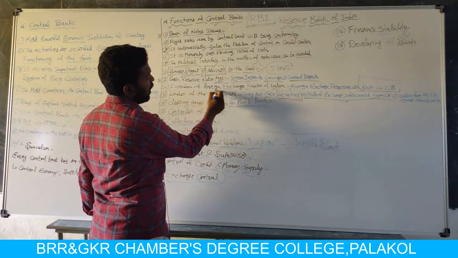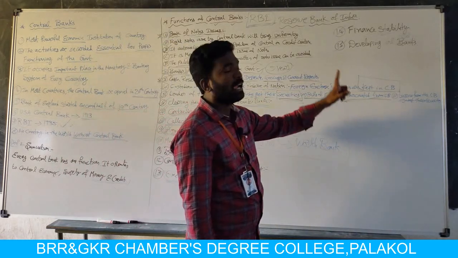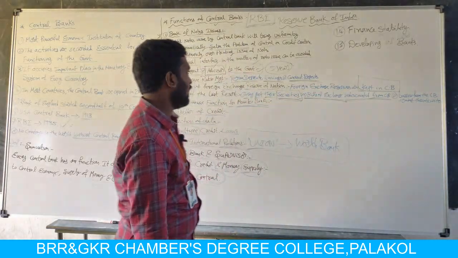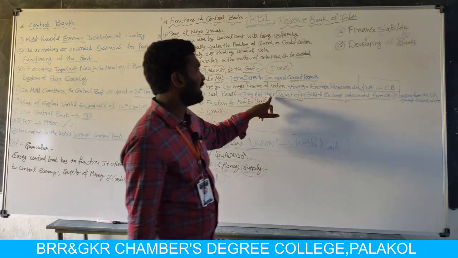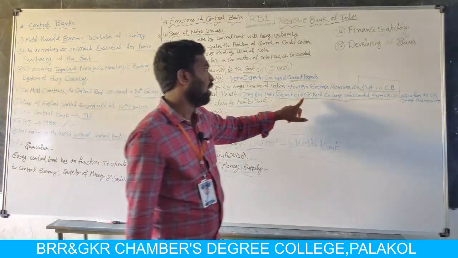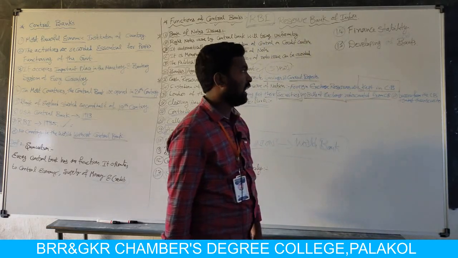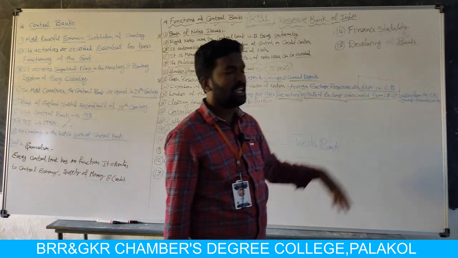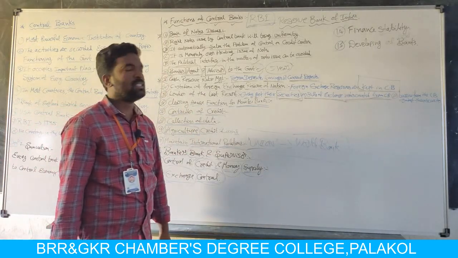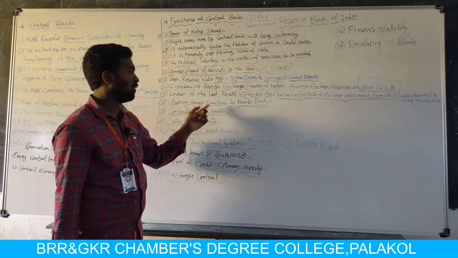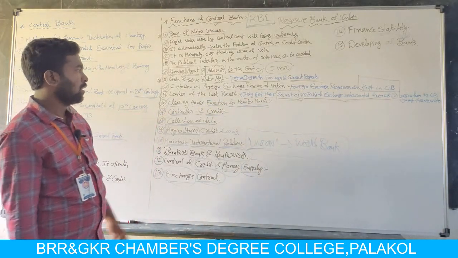Custodian of the foreign exchange reserves of the nation. Foreign exchange reserves are kept in the central bank. Lender of the last resort. Banks get loans against their security, meaning shares or bills of exchange, rediscounted from the central bank; they borrow from the central bank against their security. Then clearing house function for member banks.